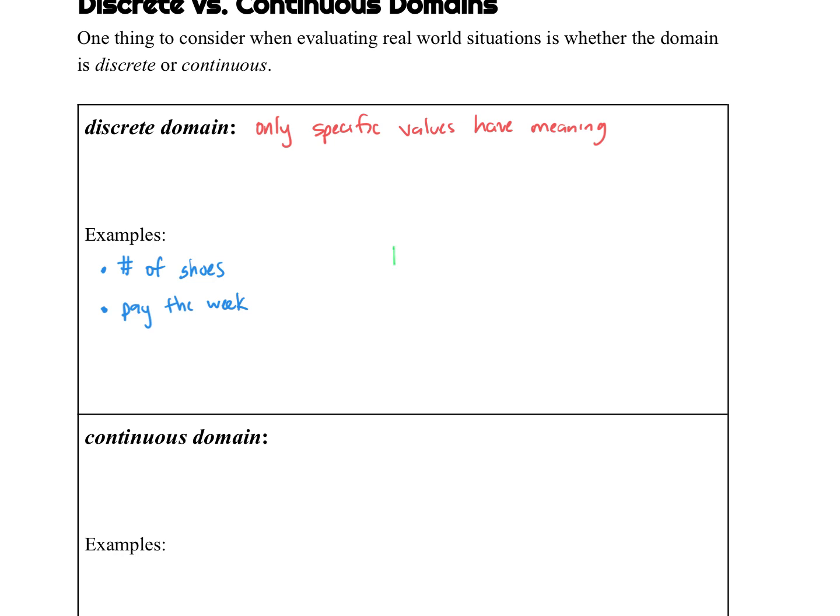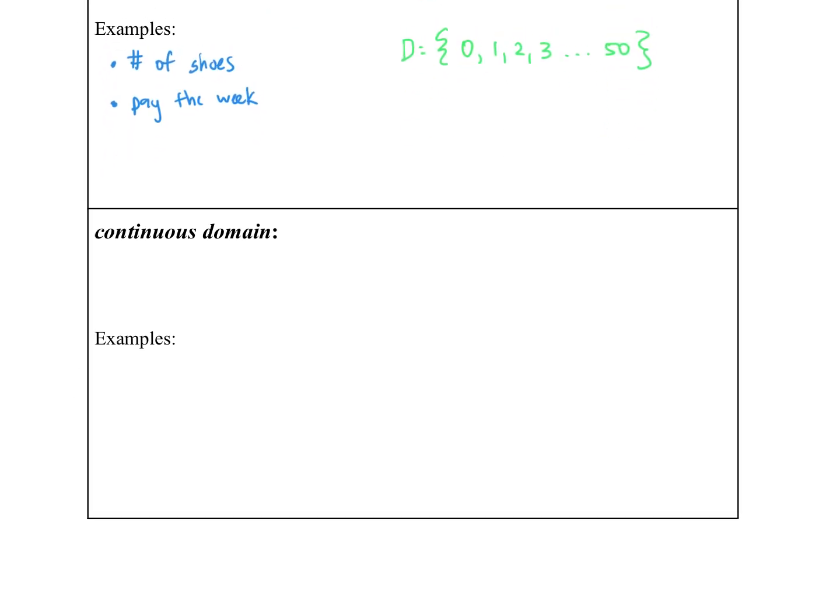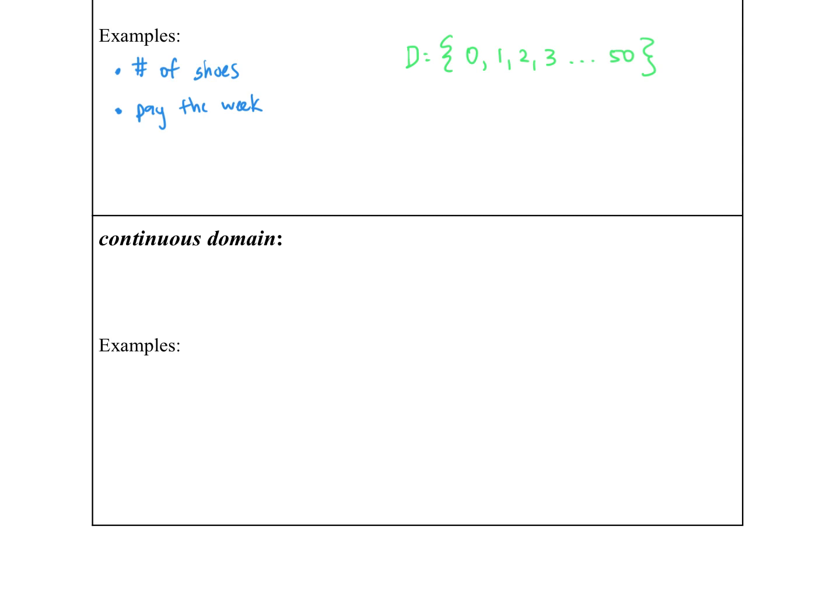And discrete domains are given as a set. So it would be, whatever, 0, 1, 2, 3, ... to say 50 or something. That's just an example. It depends on the situation for you to decide what domain values make sense. A continuous domain is when all values make sense.